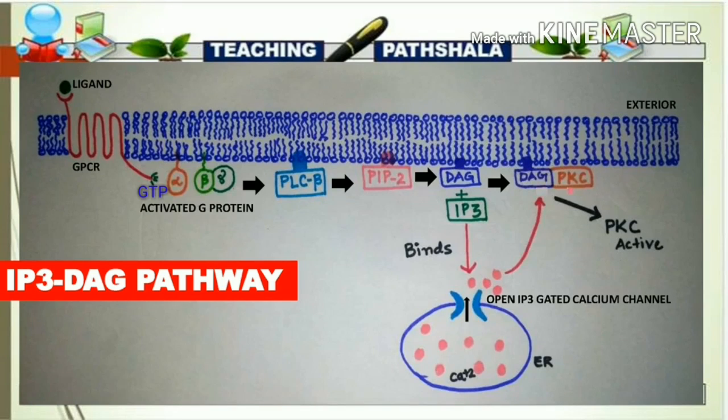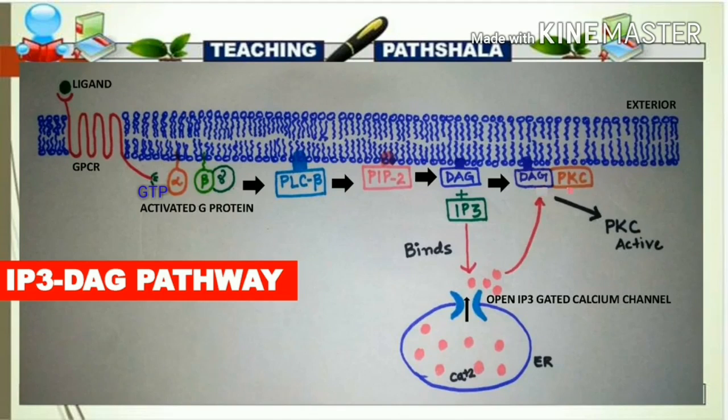So, when IP3 binds to that receptor, that will lead to the opening of a calcium channel, and there is a release of calcium outside the ER. Now, this calcium has an affinity to the PKC. Initially the PKC was present in the cytosol, but with the action of DAG, it has come in contact with the plasma membrane.